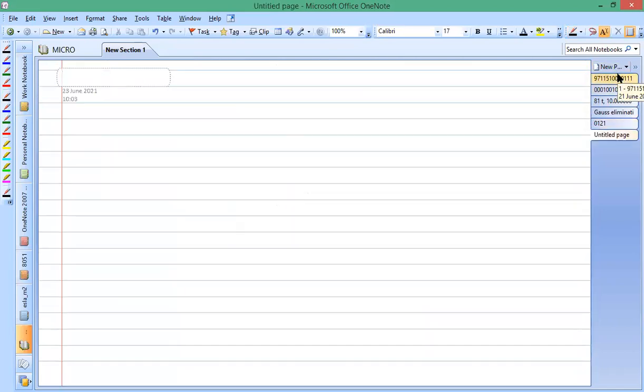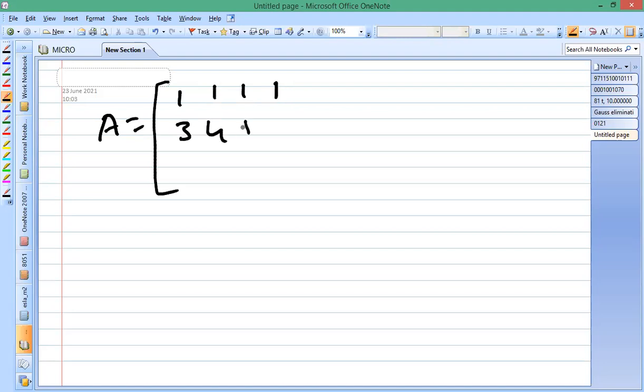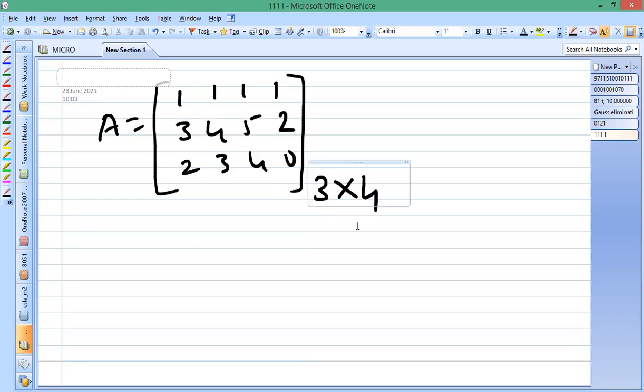Find the rank of a matrix A equal to 1, 1, 1, 1, 3, 4, 5, 2, 2, 3, 4, 0. Here also it is of the order 3 cross 4. So the rank of the matrix should be less than 3.